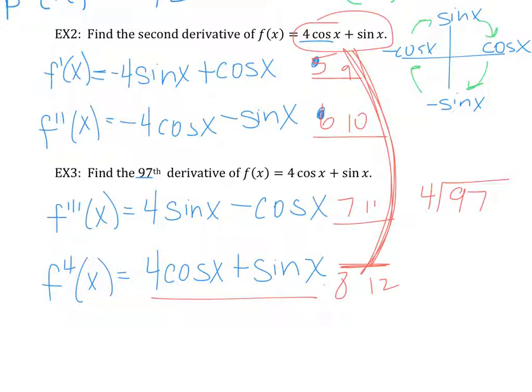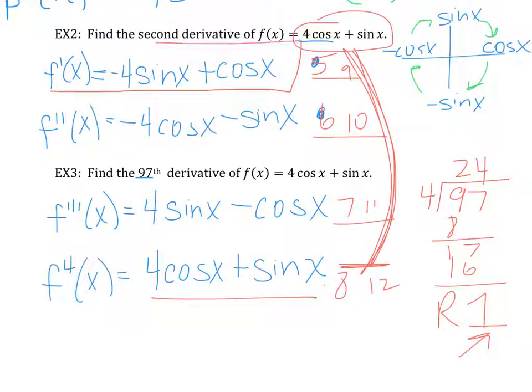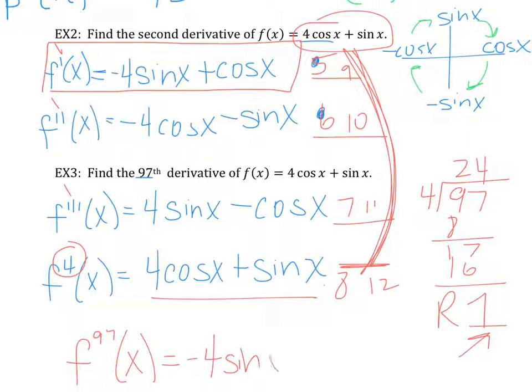I don't care how many times it goes in there. That is irrelevant, but 8, and then I'd have 17, so I'd go in 4, 16. The key is this number. What is my remainder? My remainder is 1. So the 97th derivative is going to be the same as the first derivative. So this is like remainder of 1, 2, 3, and this one is if it goes in evenly. So the 97th derivative is going to be negative 4 sine of x plus cosine of x.